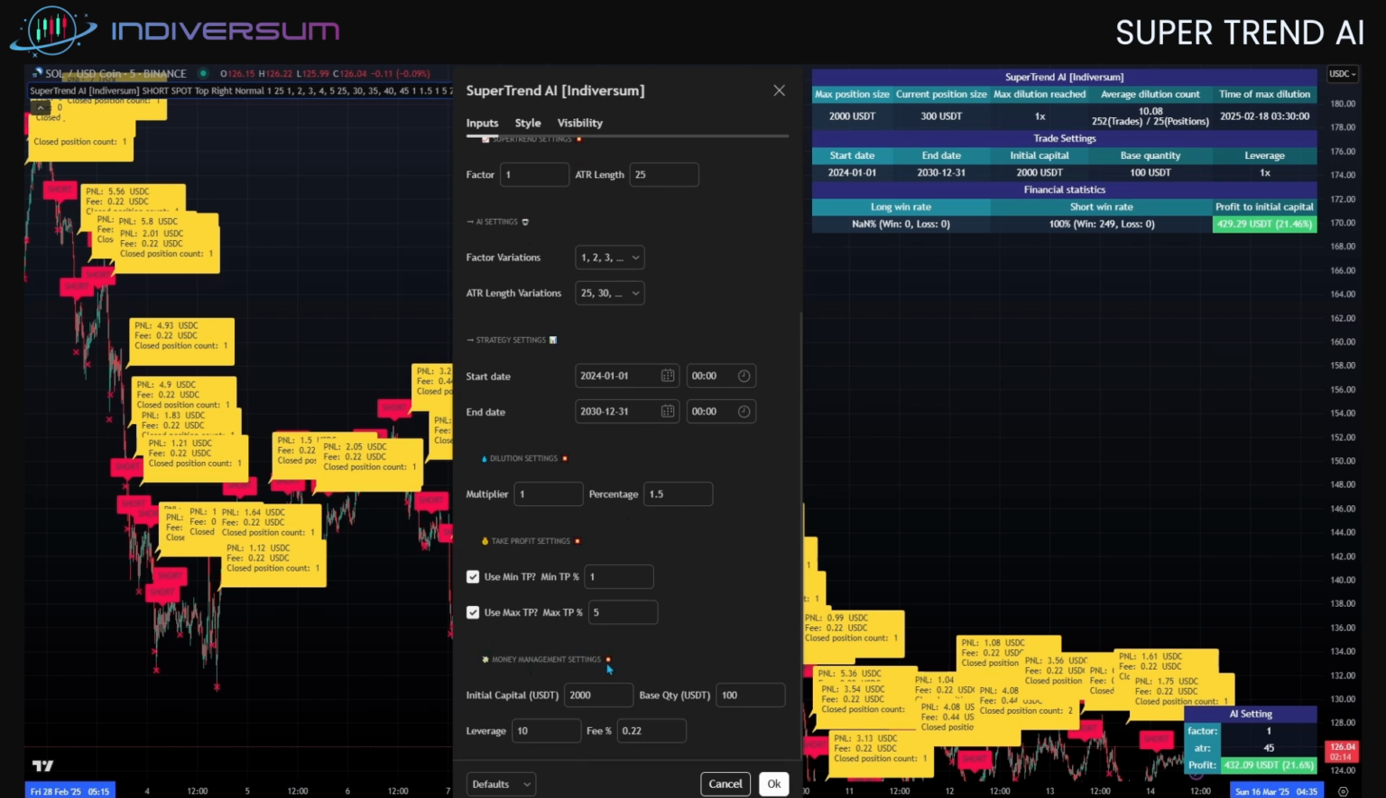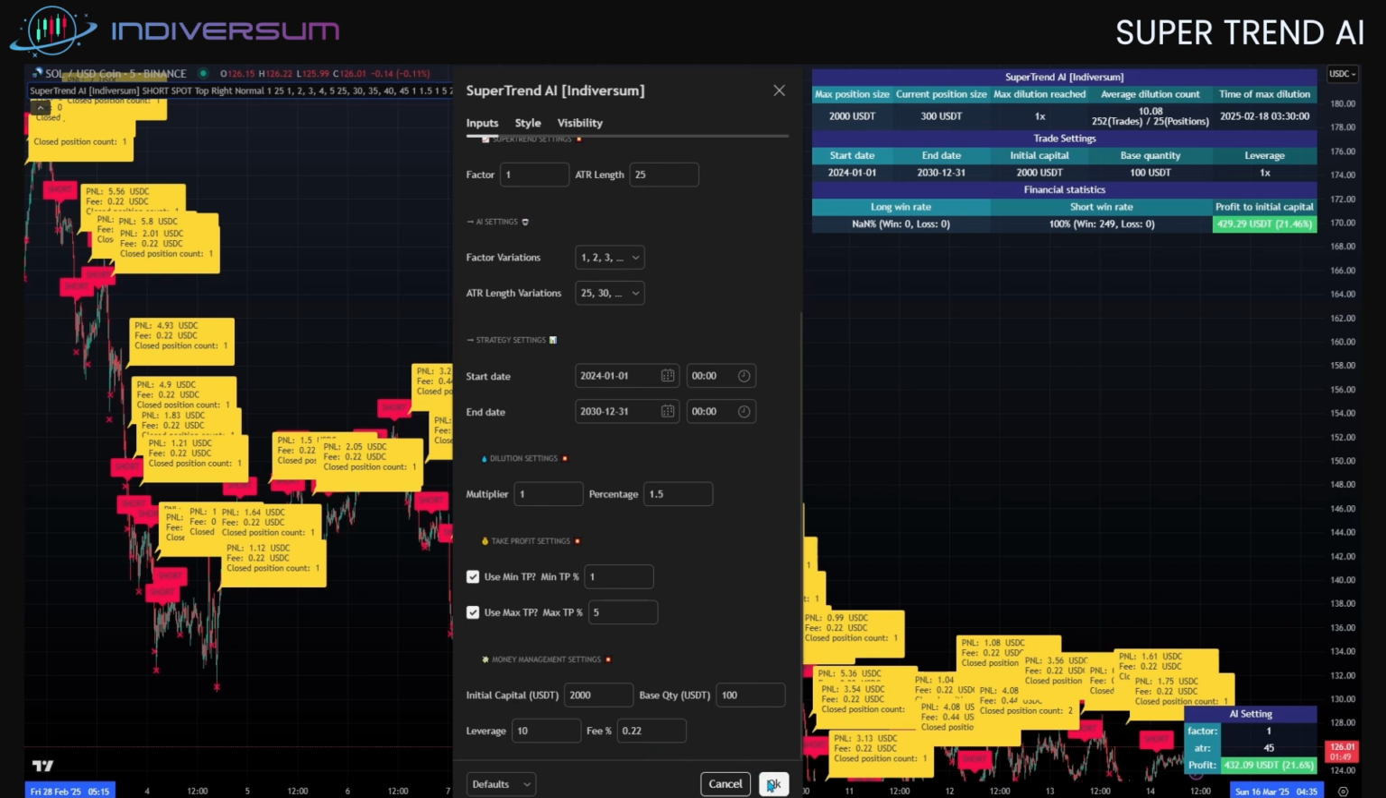Finally, money management settings. Initial capital. Set the starting balance for your trades. Base quantity. Choose how much to trade per position. Leverage. If you're trading futures, set your preferred leverage. Platform fee. Input the trading fees from your exchange. For example, on Oridex, the fee is 0.22%, which barely affects profits.